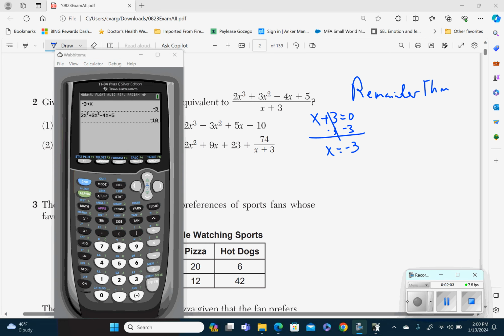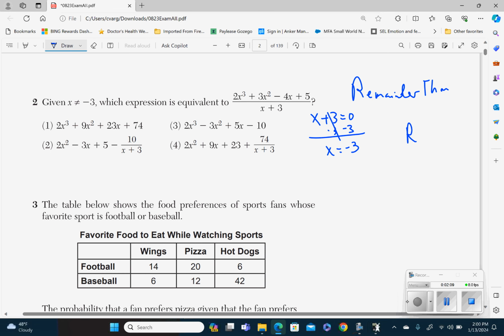And through the magic of video, I was able to plug it in, hit enter, and I got negative 10. So what does that mean? That means that the remainder is equal to negative 10, okay? This one doesn't have a remainder, so that's out. This one also doesn't have a remainder, so that one's out. This one has a remainder of 74. That one's also out. So the only one that has a remainder, here's the remainder, here's the negative sign. So negative 10 is going to be our answer.